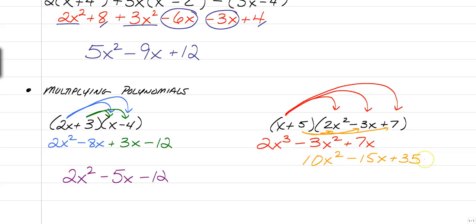And then you just have to combine your like terms. So I did this in a stacking manner, in case you didn't notice, which is just a little trick if you have a lot of terms, where I have 2x cubed. I have a negative 3x squared and a 10x squared, which is going to give me 7x squared. 7x minus 15x is going to give me a negative 8x. And then, of course, my 35.